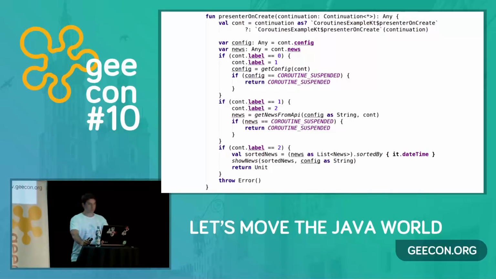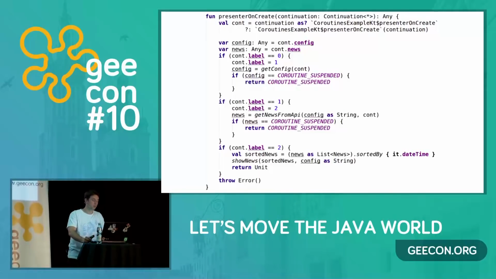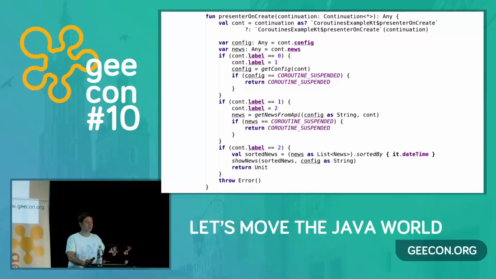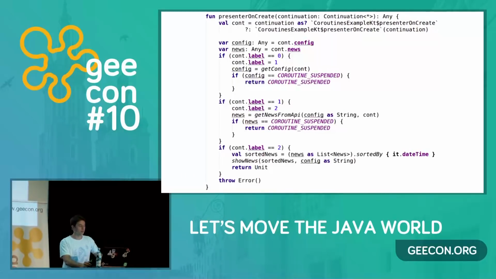So we run with them. Let's suppose that nothing really suspends the coroutine, so we start the coroutine at 0. Config and news are nothing important. We get config, so config is filled. Let's say it's a correct response, so not COROUTINE_SUSPENDED. So we continue into state 1.